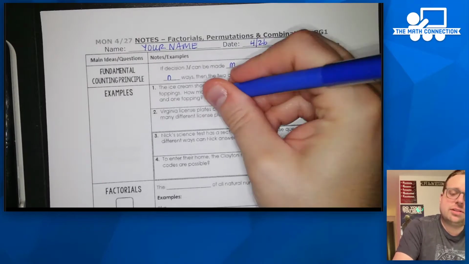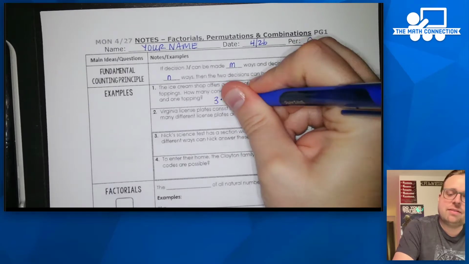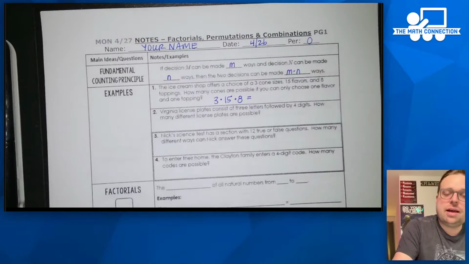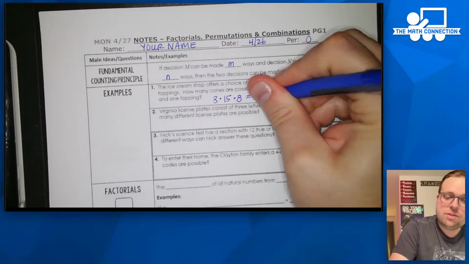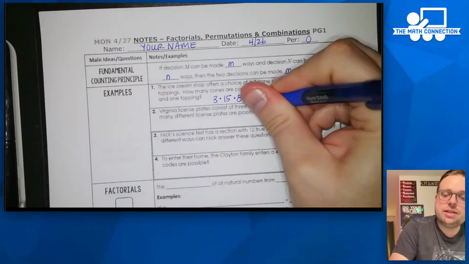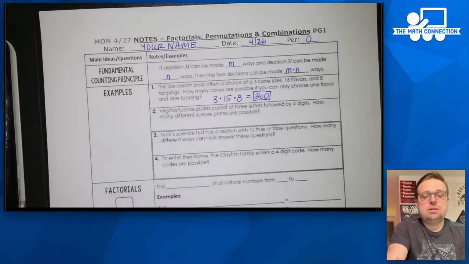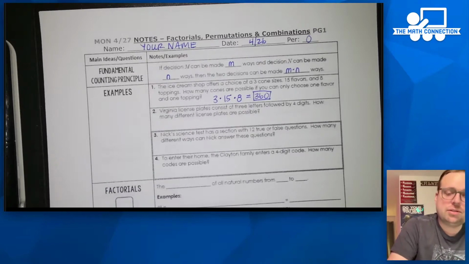So what this is really just saying is that you take the 3 cones and multiply it by the 15 flavors and multiply that by the 8 toppings, and you're going to get a result here of 360. So this is saying that there are 360 different ways that you can combine these cones, flavors, and toppings, such that you have a different cone type, a different flavor, and a different topping in each of those combinations.